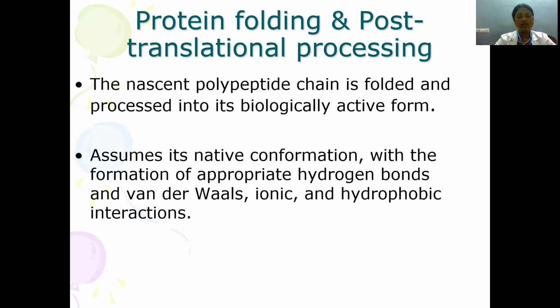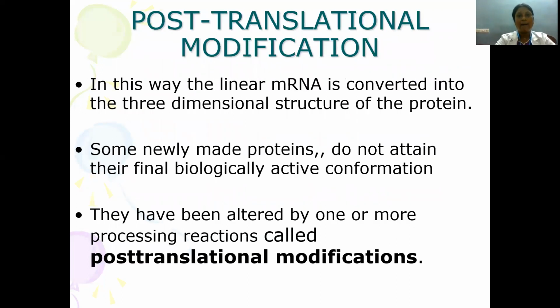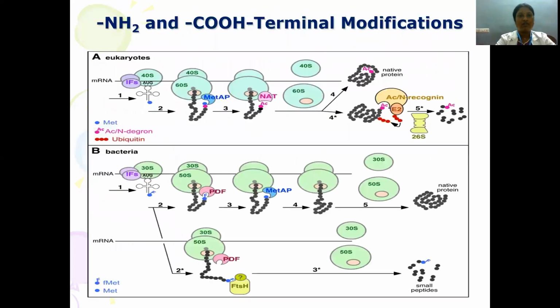Once the protein polypeptide chain has been synthesized, it has to be folded into a biologically active form. To assume its native conformation, appropriate hydrogen bonds, van der Waals forces, and ionic and hydrophobic interactions form a functional protein. In this way, the linear mRNA is converted into the three-dimensional structure of a protein. Some newly made proteins do not attain their final biologically active conformation. They are altered by processing reactions, called post-translational modification.